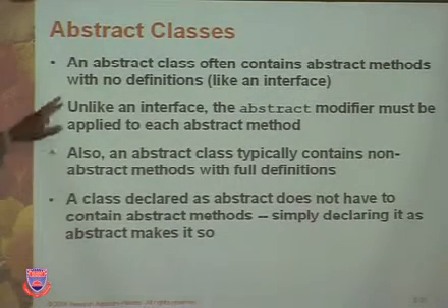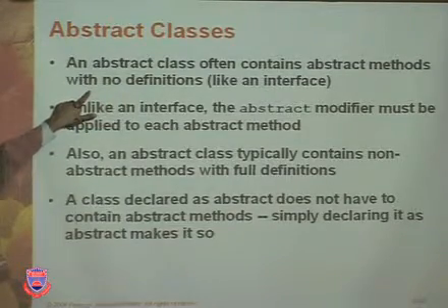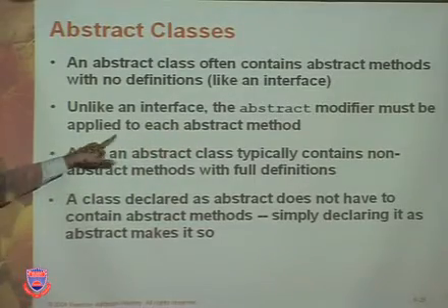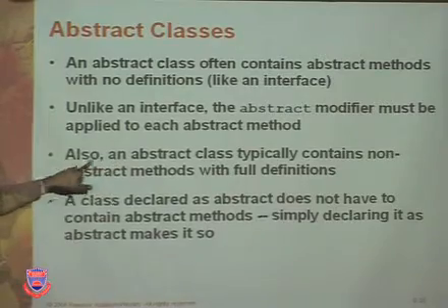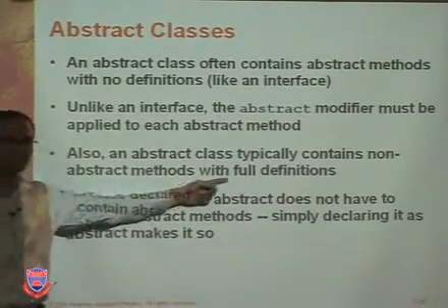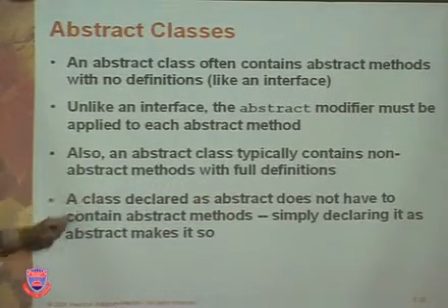An abstract class often contains abstract methods with no definition, like an interface. However, unlike an interface, the abstract modifier must be applied to each abstract method, as your friend notified. Also, an abstract class typically contains non-abstract methods with full definitions. So you can have fully defined methods in the abstract class.